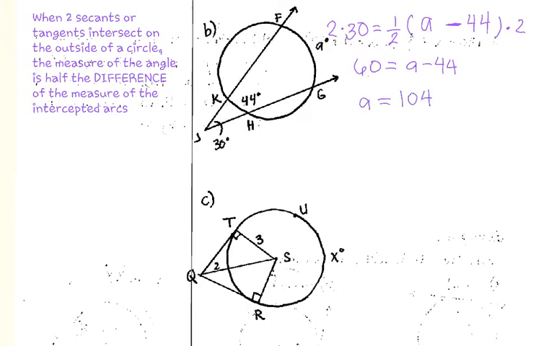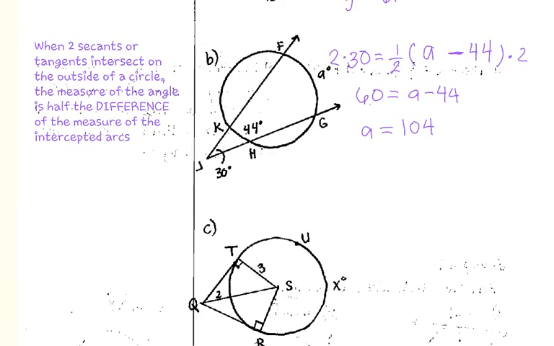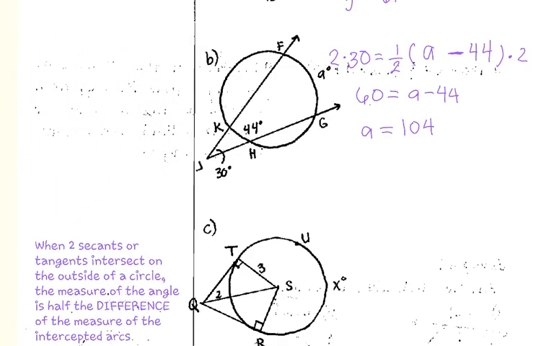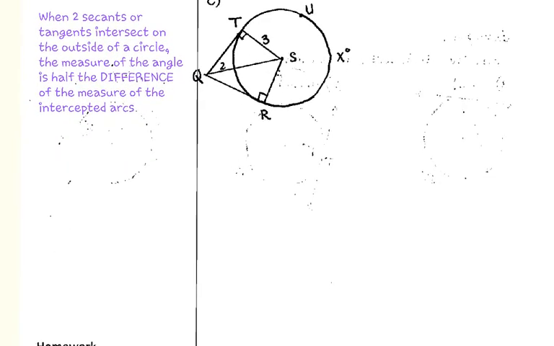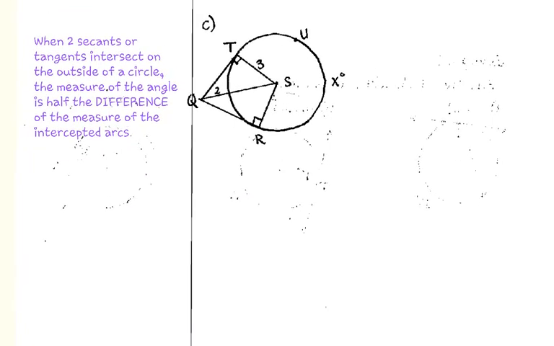Alright, next we're going to move to example 2, part C. Example 2, part C is going to use the same fact that when two secants or tangents intersect on the outside of a circle, the measure of the angle is half the difference of the measure of the intercepted arcs.